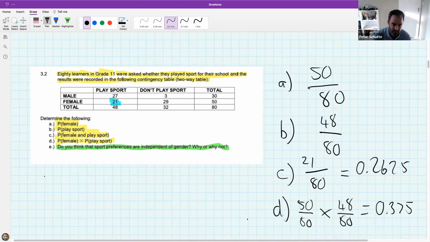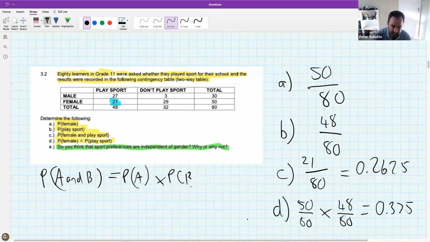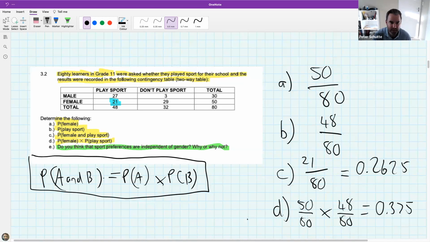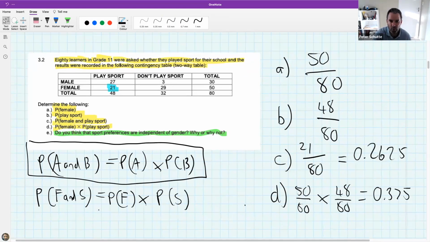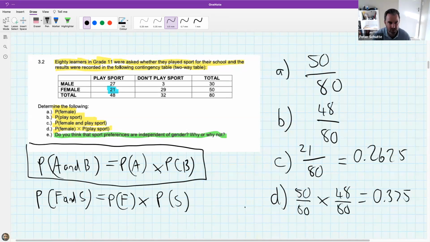The way we would check this, the independence test that I mentioned earlier, is: is the probability of A and B the same as the probability of A times the probability of B? That's the rule, but in our particular example, instead of A and B, we're going to ask: what's the probability of being female? What's the probability of playing sport? And what is the probability of being female and playing sport? So we're not using A and B, we're just using F and S.